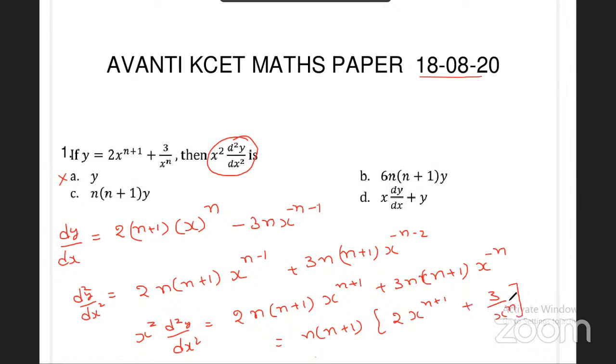So this is definitely equal to y only, right? Hence n into n plus 1 times 2. So this is the right answer. So this can be done easily. Correct or not? All of you clear? So this is option C. This will be the right answer. Correct, shall I move to the next one?